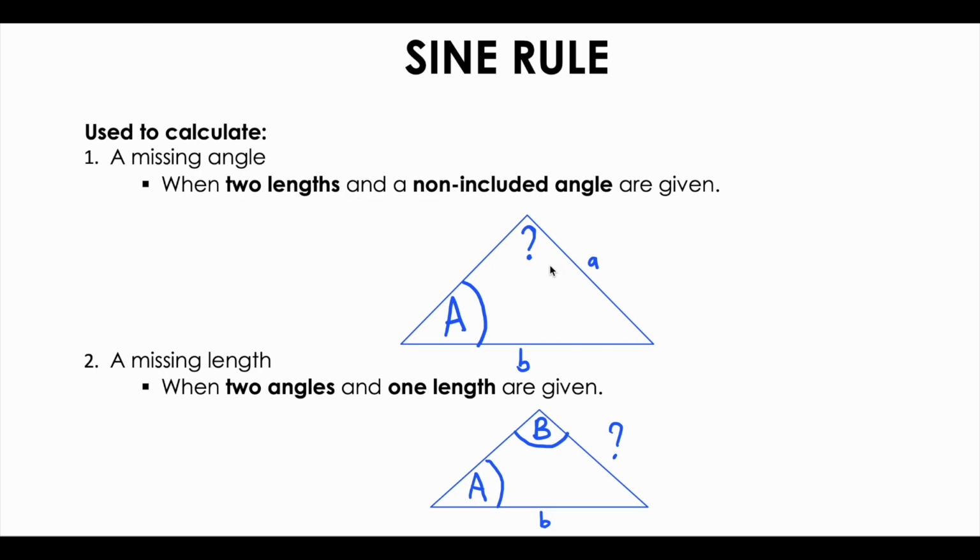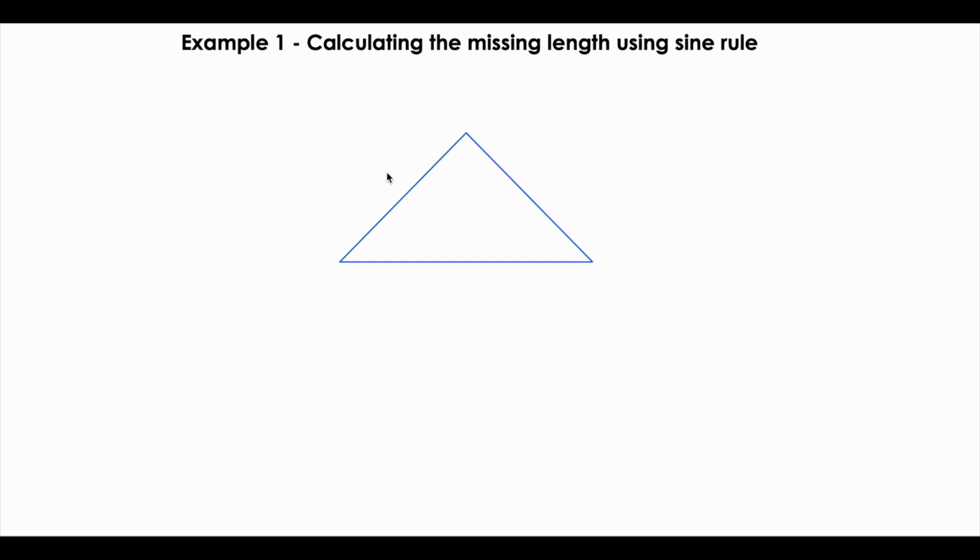So once you take this down, we'll try to do a question that involves us trying to calculate either a missing length or a missing angle. All right, so the next thing here that we have now, we want to calculate the missing length using sine rule. So what are the conditions that we need to have for that? What should we have based on our notes?